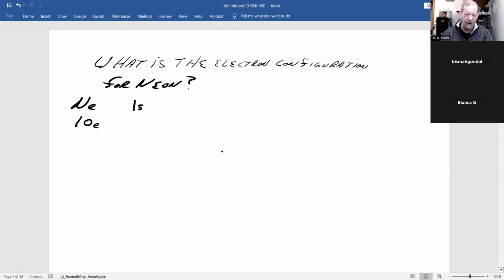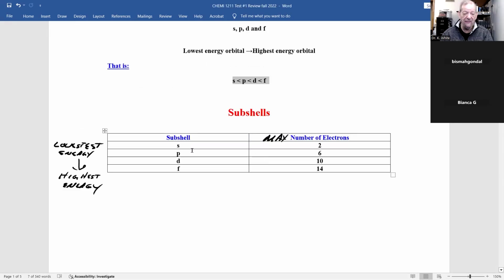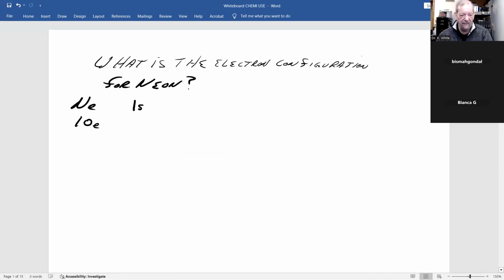What's the maximum number of electrons we can put in an S subshell? Well, if you look here, 2. So I'm going to do that. Now, shell 1 has only 1 subshell that can take 2 electrons. Well, I filled it up. Now I have to go to the next lowest shell and subshell.